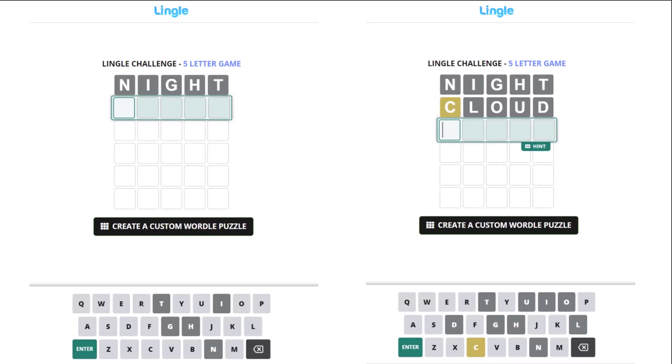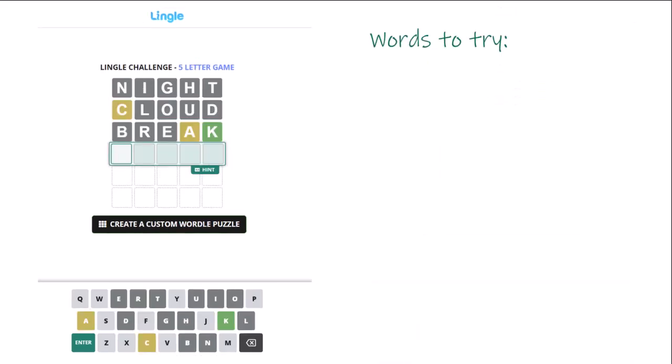So I try another word, and I tried break. And so now I know I've got 3 letters, right, of my puzzle. I know that I have an A, a C, and a K. And so my brain started to think, hey, if I know that K is in the right spot, right, I'm going to go ACK at the end.